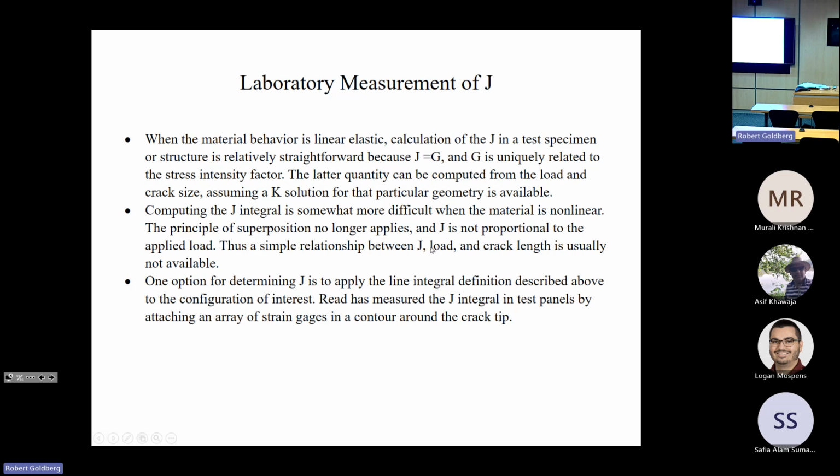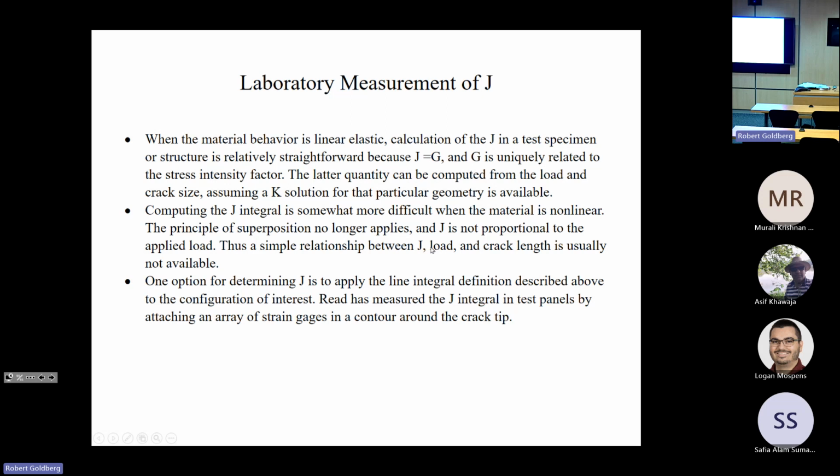So the last thing we'll talk about today is ways to measure this J term in the laboratory. So when material behavior is linear elastic, life's easy. J is equal to G, and G is uniquely related to the stress intensity factor. And we talked all about how to compute the stress intensity factor based on load and crack size. However, for nonlinear materials, computing the J integral is somewhat more difficult. Superposition doesn't apply, and J is not proportional to the applied load. So a simple relationship between J, load, and the crack length is usually not available.